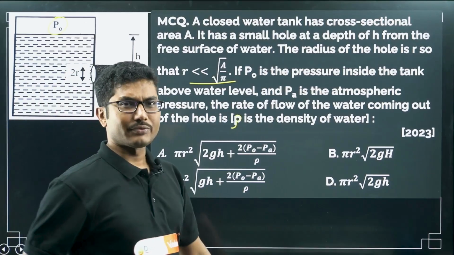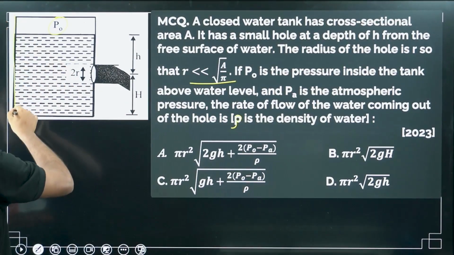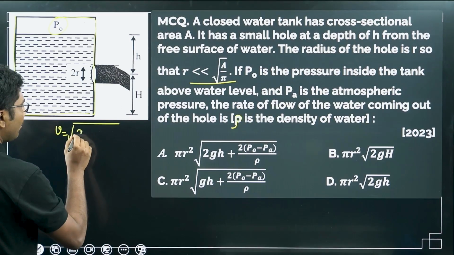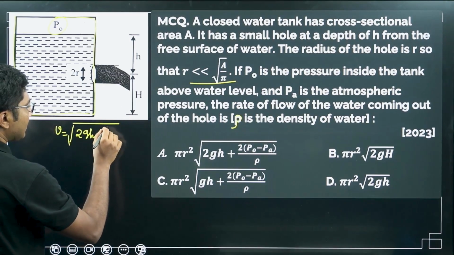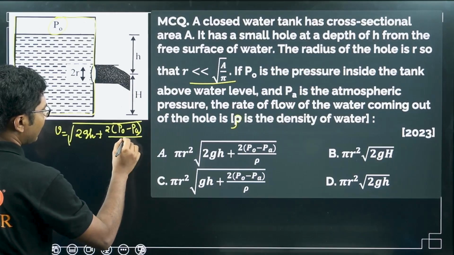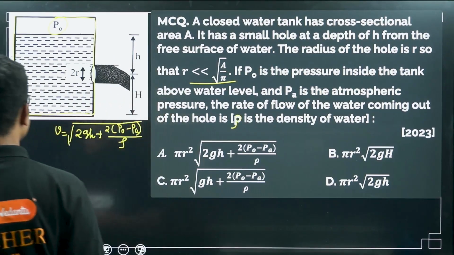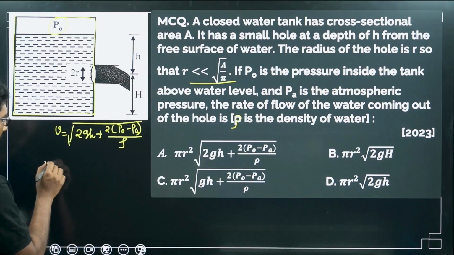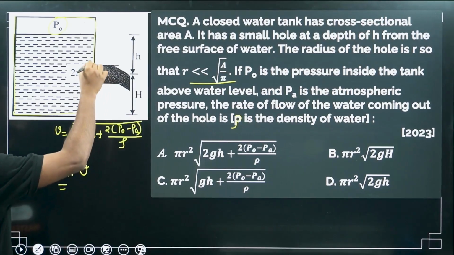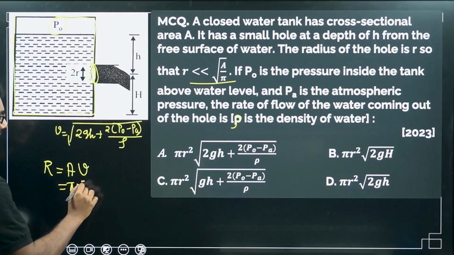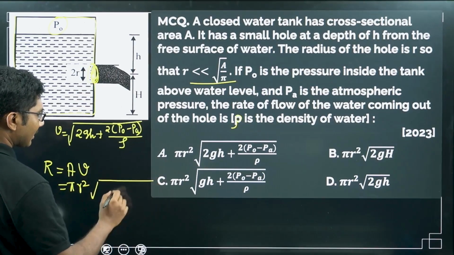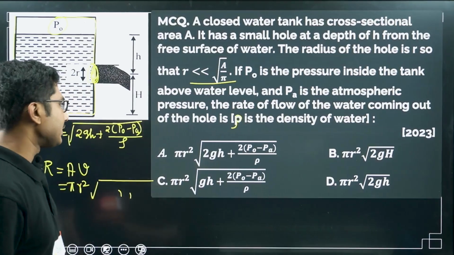Now how to answer this question? As you can see, the tank is closed. Tank is closed means the speed of efflux, we know, will be the square root of 2gh plus 2 times PO minus PA divided by rho, right? So this is the formula for speed. Now flow rate. What is flow rate? I already told you flow rate is area times velocity. Now what is the area here? This is a circle, so area will be pi r square, right? This is the required area, so pi r square times this value, the entire thing. So you can see only one option is correct, that is option A.